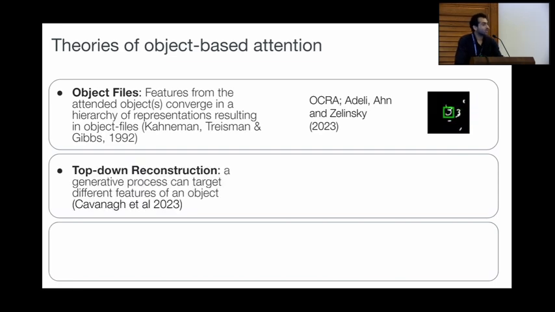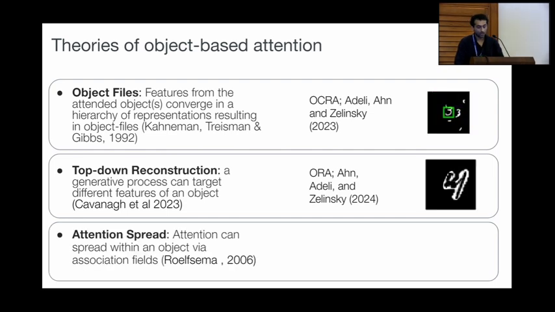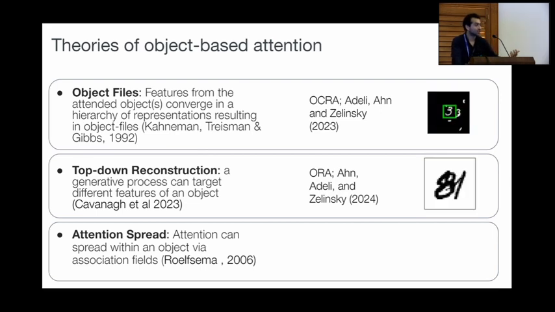The second work is under the heading of top-down reconstruction, and this is a generative process that can target different features of an object. You heard Patrick talk about this and give great feedback on that. He also mentioned this work that was led by Seoyoung here on creating this top-down reconstruction in order to target different objects.